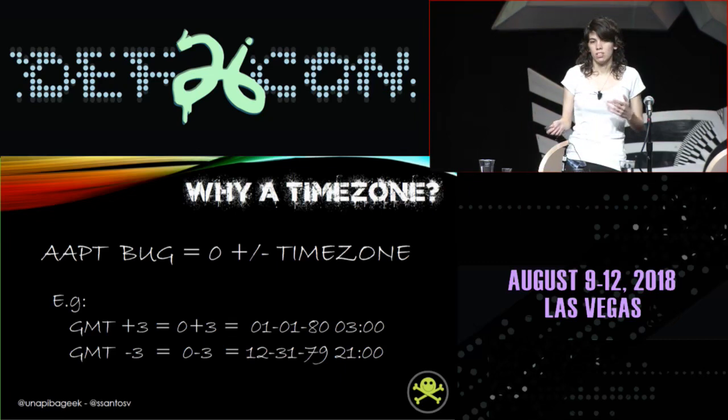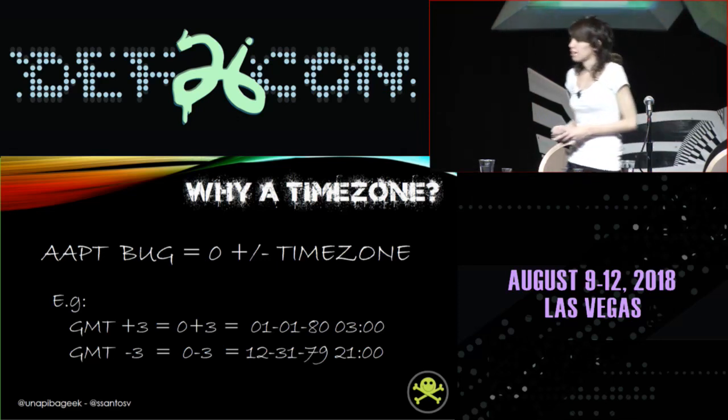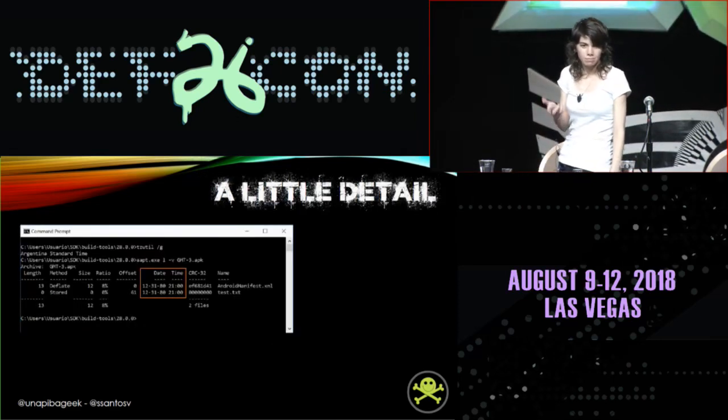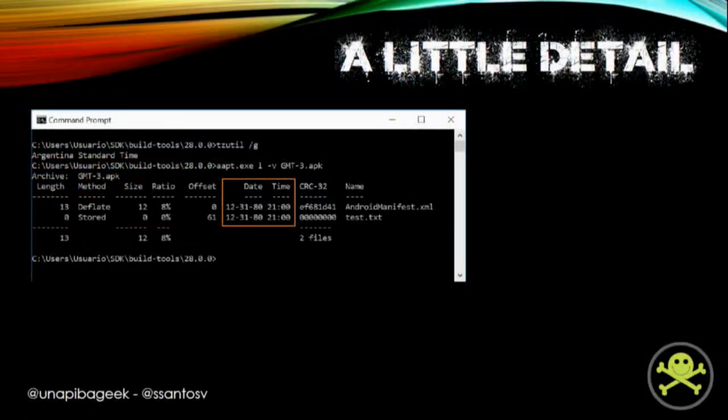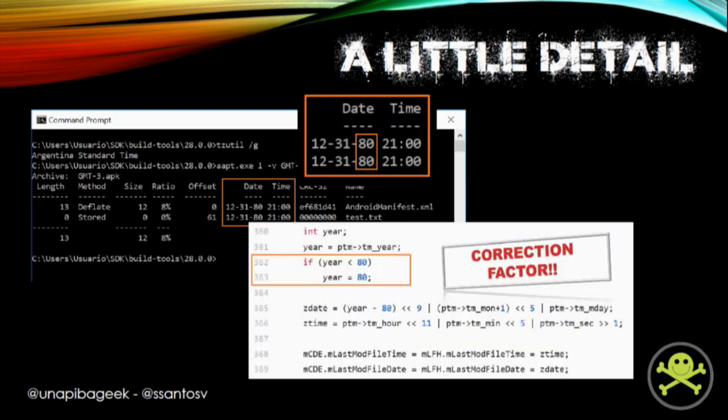So those GMT offsets of GMT minus whatever might look a little bit confusing. So for that we made an offset table that will be shown to you later. And there's a little detail. When we use AAPT, instead of seeing December 31 of 79, we see an 80 in the year field. That is because of a correction factor in the method that we were analyzing in the source code. There we have an if which says that if the year is less than 80, the year is 80. So it's a little detail, but it lets us know that we are analyzing it correctly.